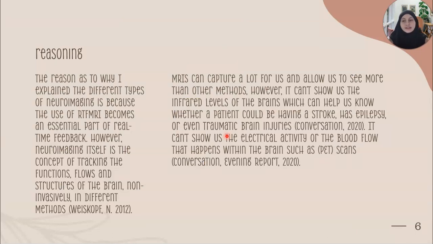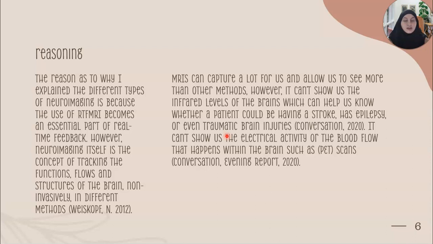The reason why I explained the different types of neuroimaging is because the use of real-time functional MRIs becomes an essential part of real-time feedback. However, neuroimaging itself is the concept of tracking the functions, flows, and structures of the brain non-invasively in different methods. MRIs can capture a lot for us and allow us to see more than other methods.